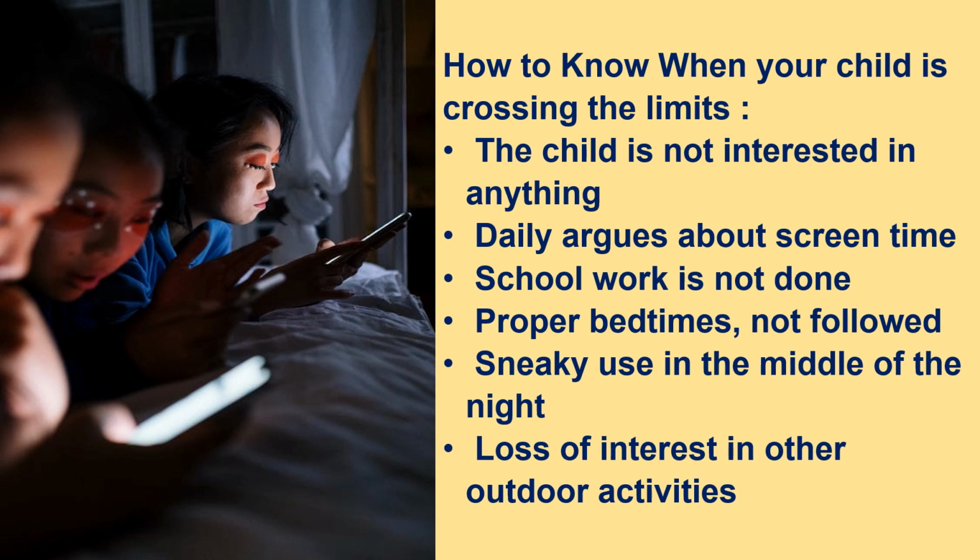But then, how do we know when a child is crossing the limits? You need to notice your child's behavior. If your child is not interested in anything, if your child always argues about screen time, if you get complaints that schoolwork is not done, that is homework incomplete, project not submitted, and if your child doesn't wish to follow a proper bedtime, then you can find your child sneakily using the phone in the middle of the night without your knowledge, along with loss of interest in outdoor activities.